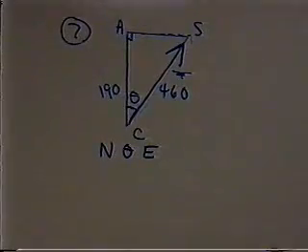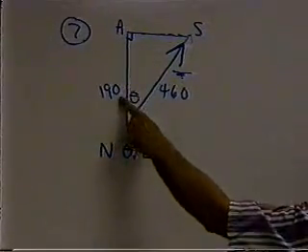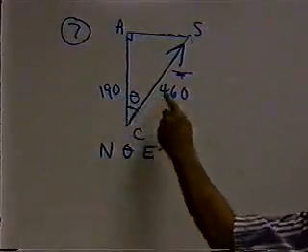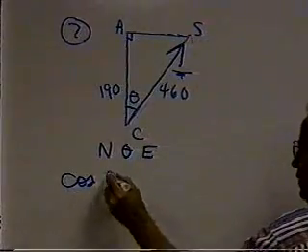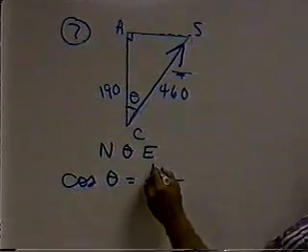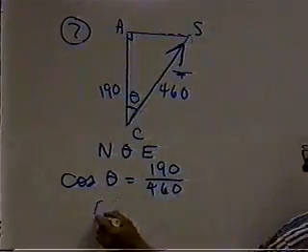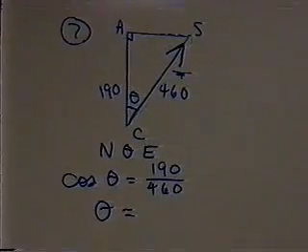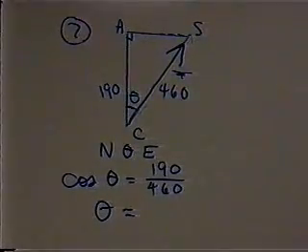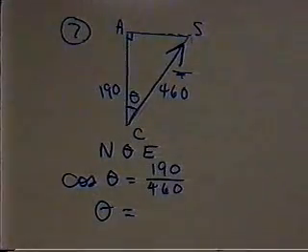So we'll do that. Well, let's see. Here's the angle, and this is adjacent and hypotenuse. That's cosine. So we want to do the cosine of theta is equal to adjacent over hypotenuse. And so we find that angle. So we punch the button and find the inverse cosine of 190 divided by 460.